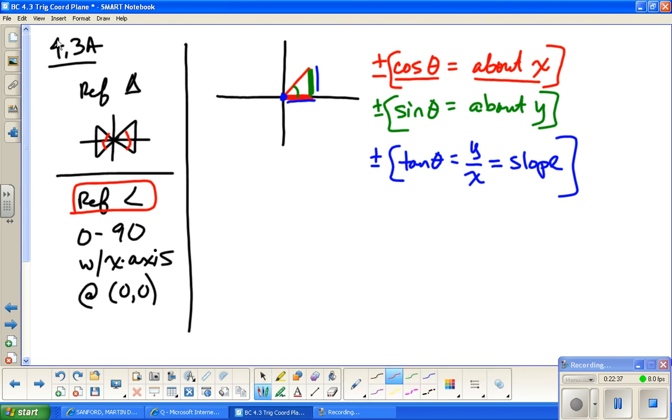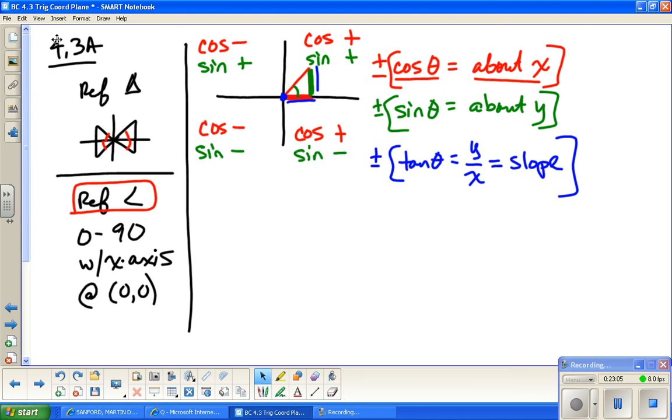Cosine is positive when x values are positive. So cosine is positive on the right where x values are positive. Cosine is negative on the left where x values are negative. Sine is positive where y values are positive. Sine is negative where y values are negative. Now this is a lot of information. You can come back to this and kind of peek at it again.